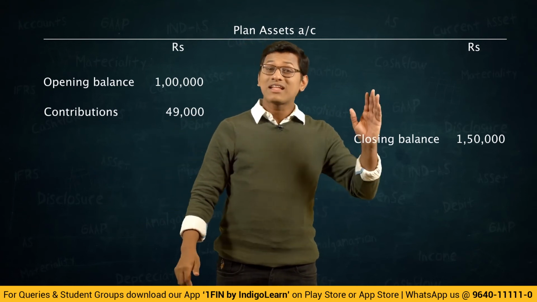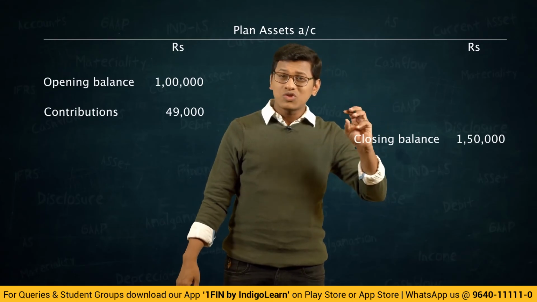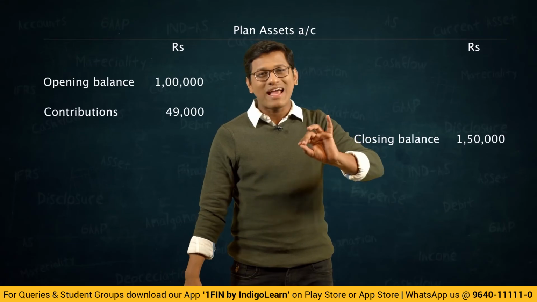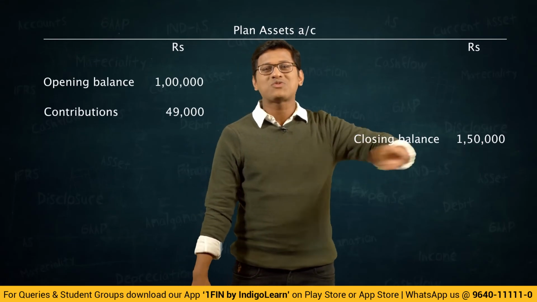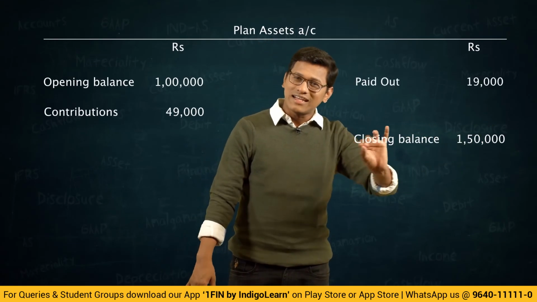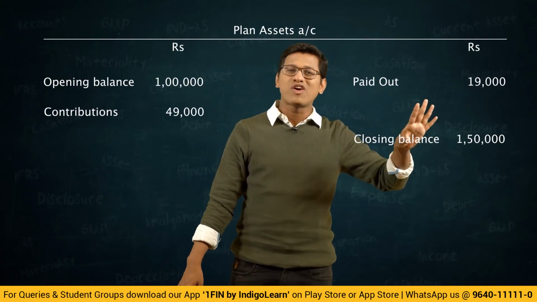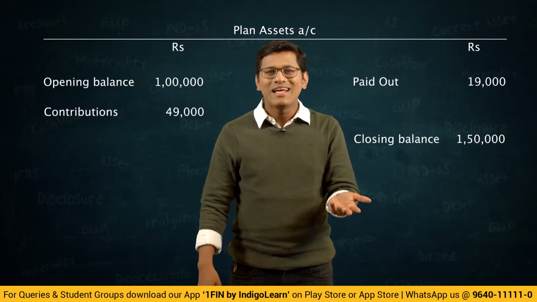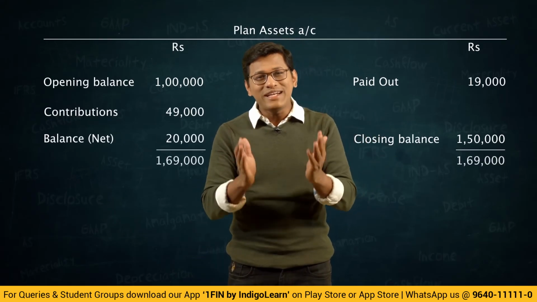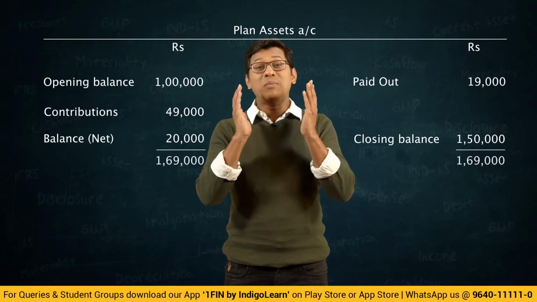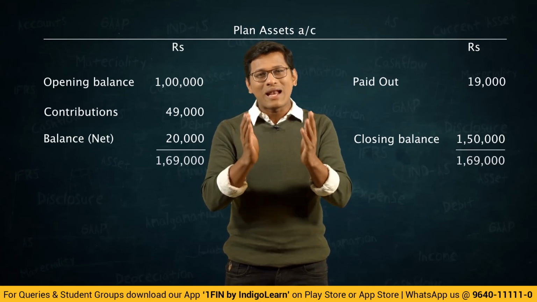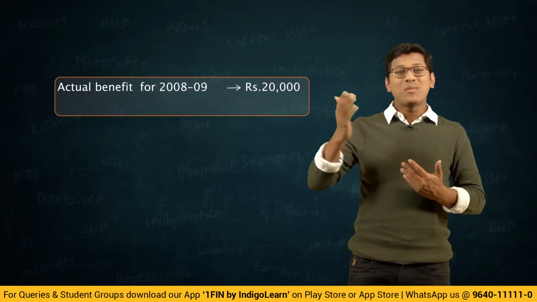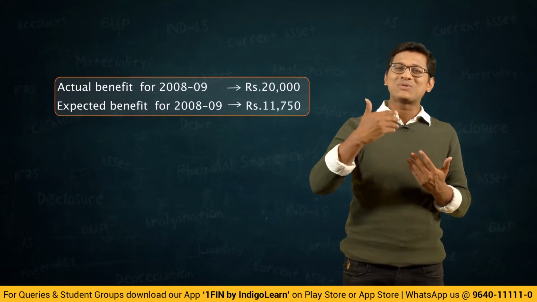Then out of the amounts we had, some portion was paid out. Some portion, as if an asset is sold, some portion of 19,000 was paid out. So write that here. 19,000 is the amount paid out in the form of benefits to employees. Now, what is the balancing figure? That balancing figure of 20,000 is the benefit we got on the plan assets actually. So 20,000 is the actual benefit, but our expectation was only 11,750.